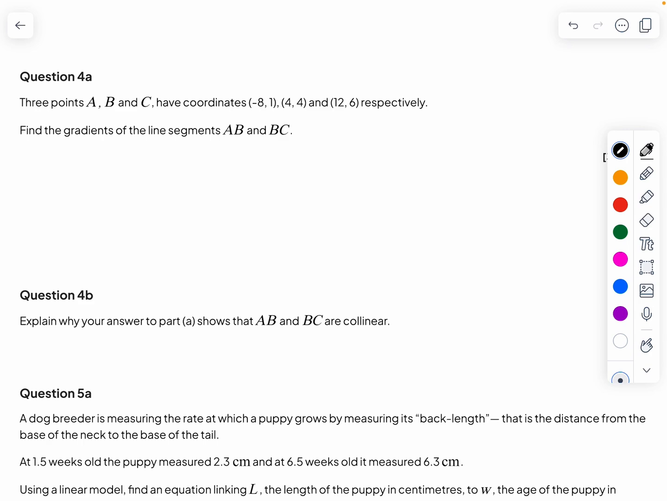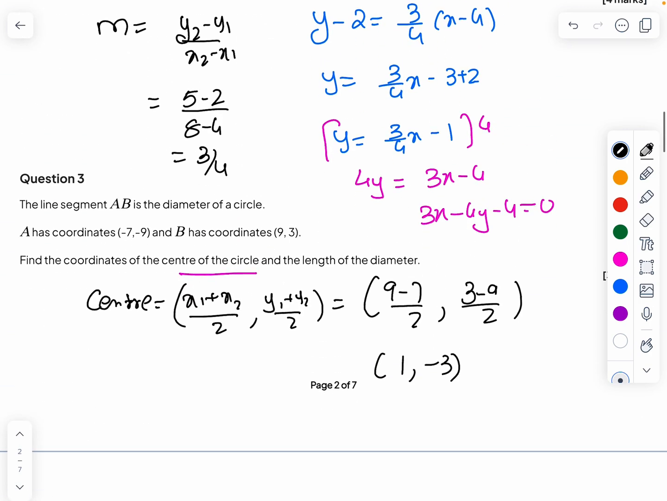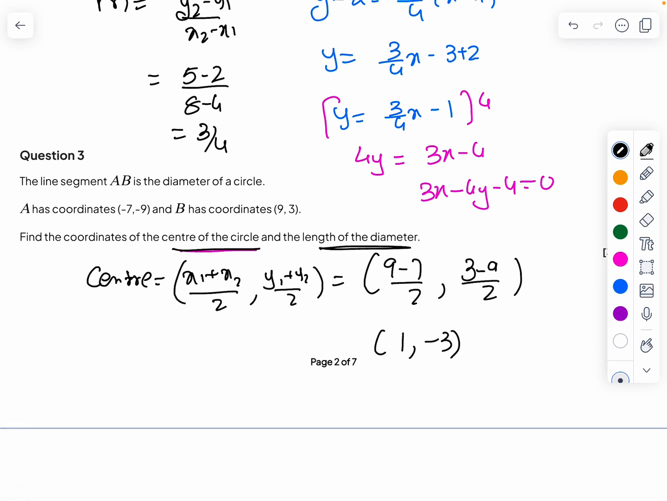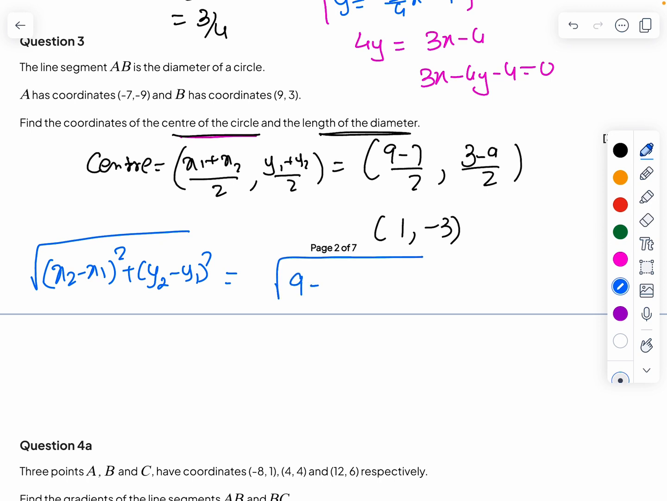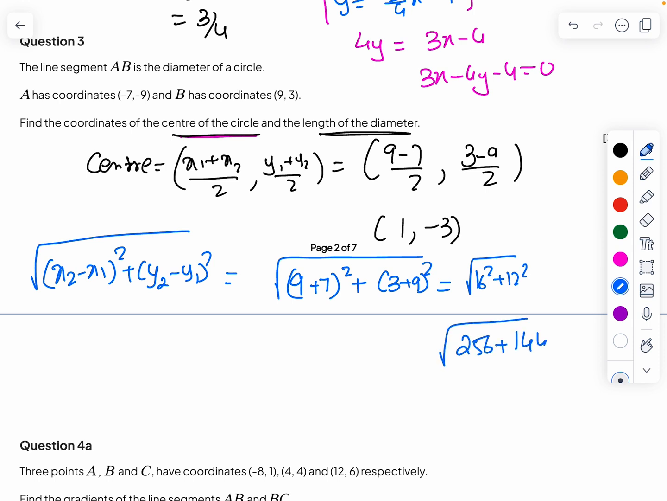Three points ABC have these coordinates. Find the gradients of AB and BC. Moreover, what is it asking? Coordinates of the center of the circle and the length of the diameter. For finding the length, we know the distance formula, x2 minus x1 whole square plus y2 minus y1 whole square. Square root of 9 minus minus 7 becomes plus 7 whole square, plus 3 minus minus 9 becomes plus 9 whole square, which is 16 square plus 12 square, which is 256 plus 144, which is going to be square root of 400, which is 20.